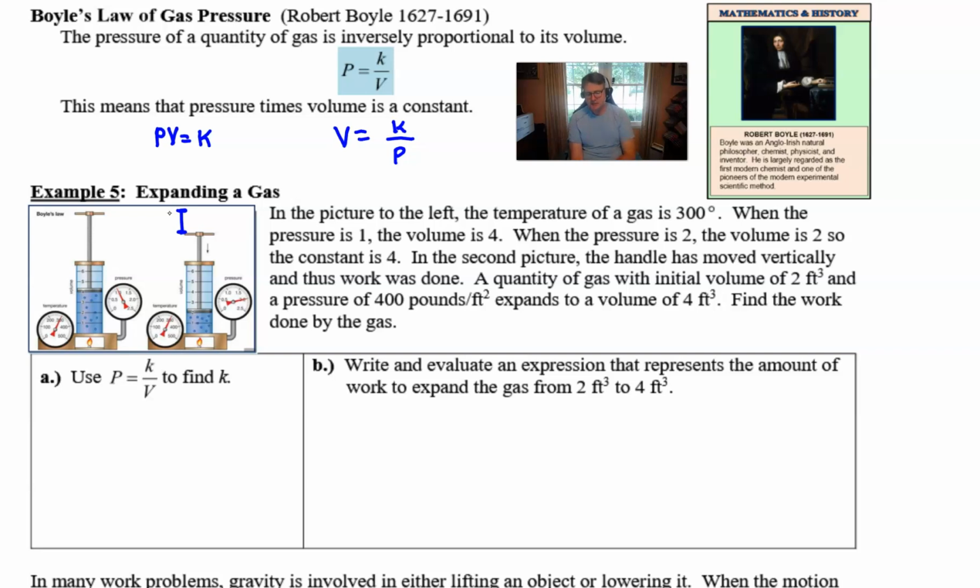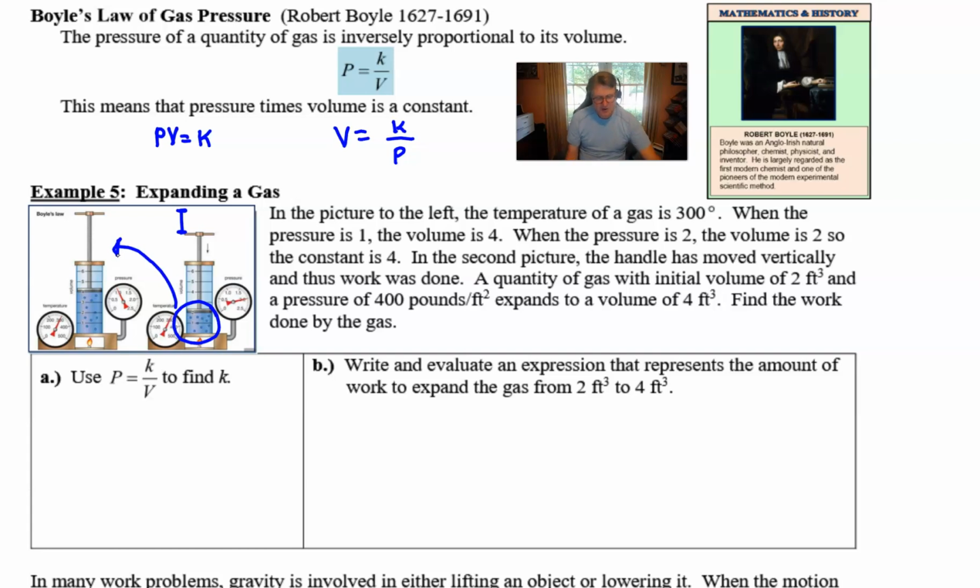The quantity of gas with the initial volume of 2 cubic feet and a pressure of 400 pounds per square foot, let's say, can expand to a volume of 4 cubic feet. So what I want to do is find the work done by the gas. I guess what's going on here is that we want this gas to somehow reverse the fact that this lever was depressed and pop it back up so that it looks like the left picture. In order for that to happen, this gas is going to do a little work. We're going to put the gas to work.